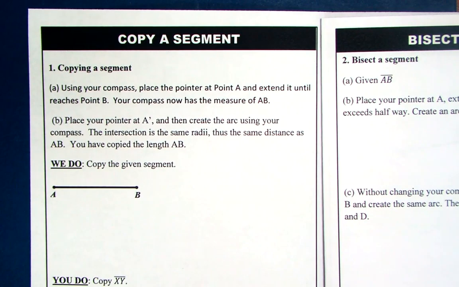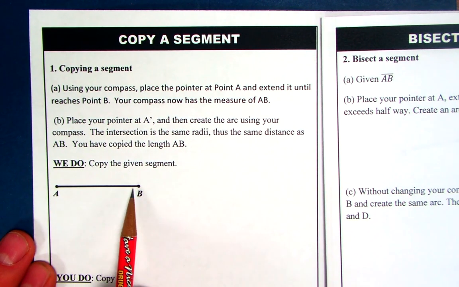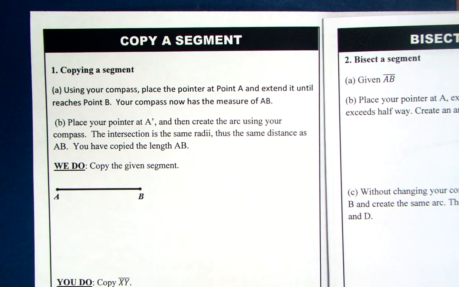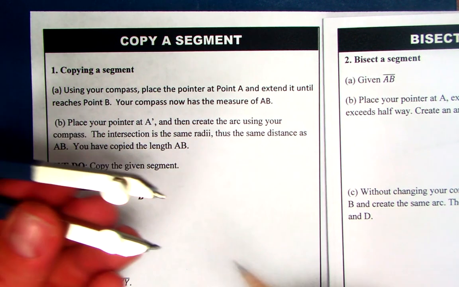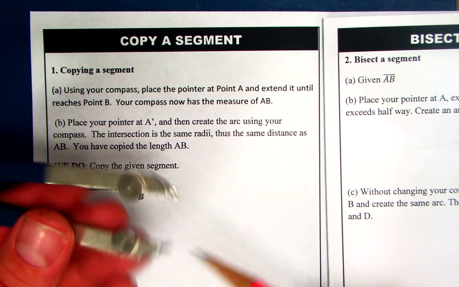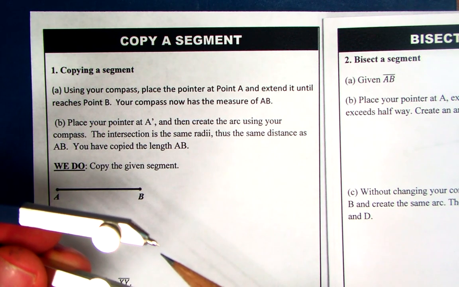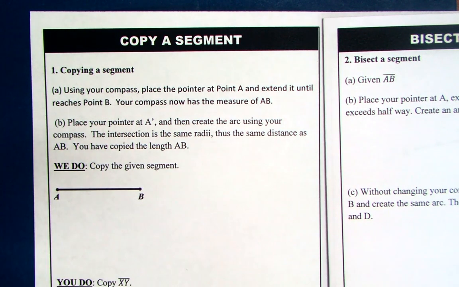And we're going to start with something simple, copying a segment. Meaning we're just going to have segment AB, and we're just going to copy that exact segment down here, the same length. And so on our compass, we have the sharp pointy end, and we have the pencil. So when I say put your pointer down on this point, we mean put the point. Okay, so we're going to copy a segment.